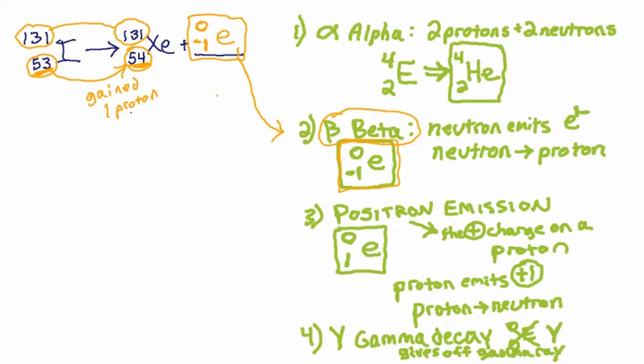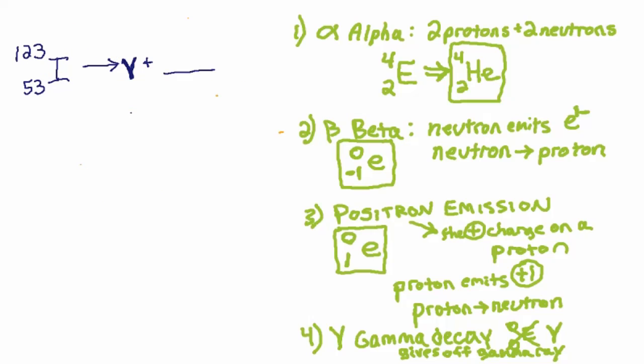Now, why would I put a -1 here when we went from 53 to 54? Well, it's just because of math. If you have 53 equals 54 plus what, this question mark is going to have to be a -1. So 53 equals 54 plus -1.